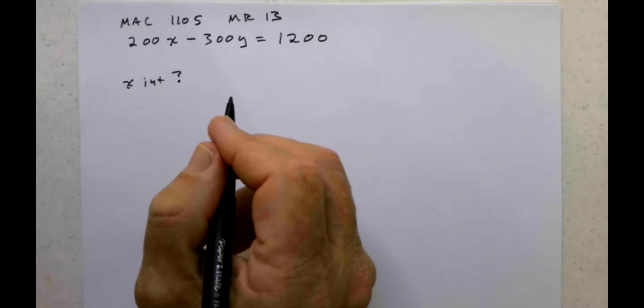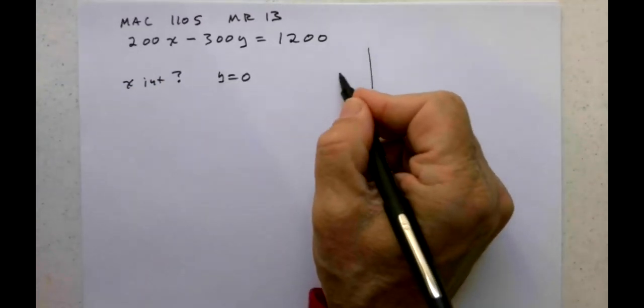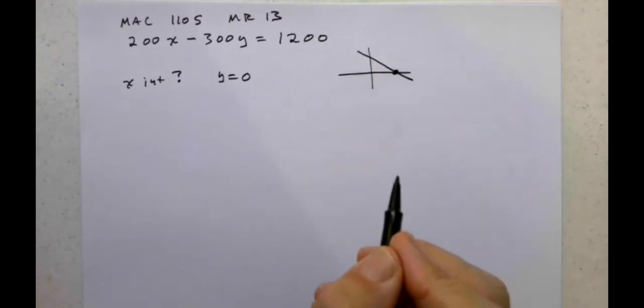Well, what you do is you let y equal 0. Because if y equals 0, if we have some kind of a graph like this, the x-intercept is here. So that's the point when y is 0. What is the x value?